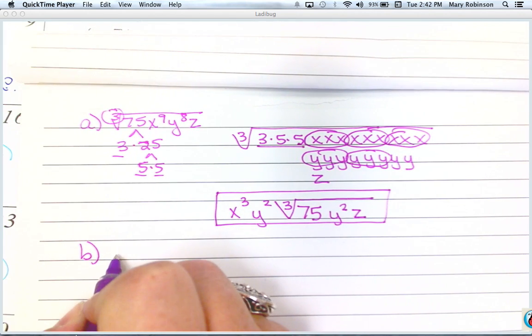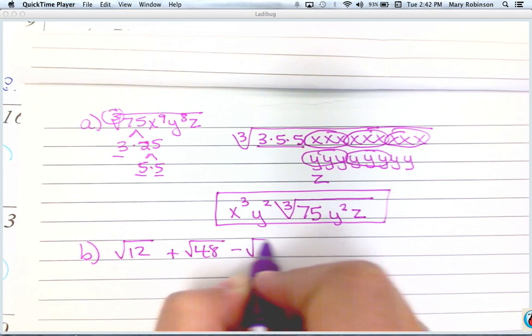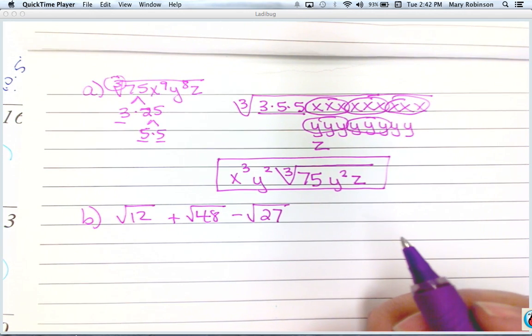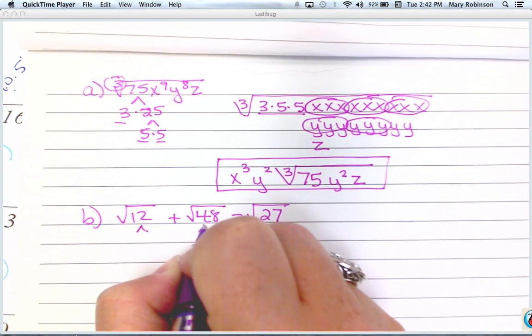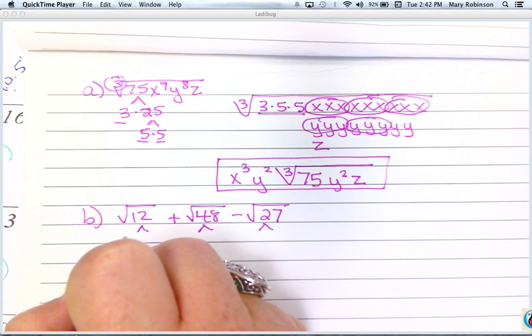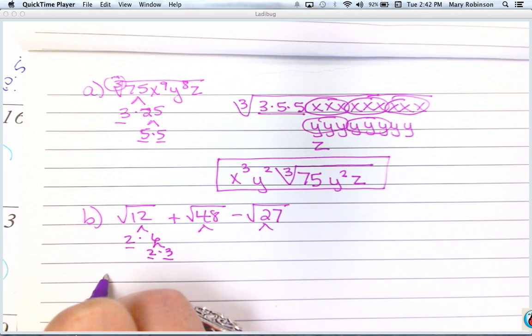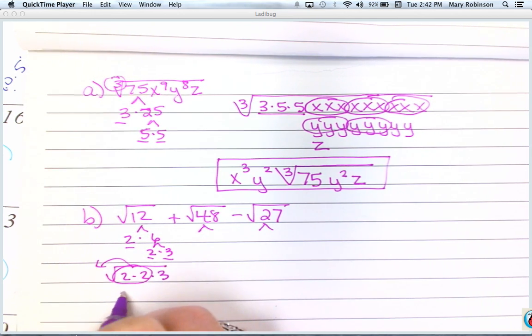For B, to add and subtract radicals, you do need to have like terms, which means they have to have the same radicand. So to determine what those simplified radicands would be, we are going to need to break this down and simplify each. So if that's the square root of 2 times 2 times 3, we can pull a 2 out.